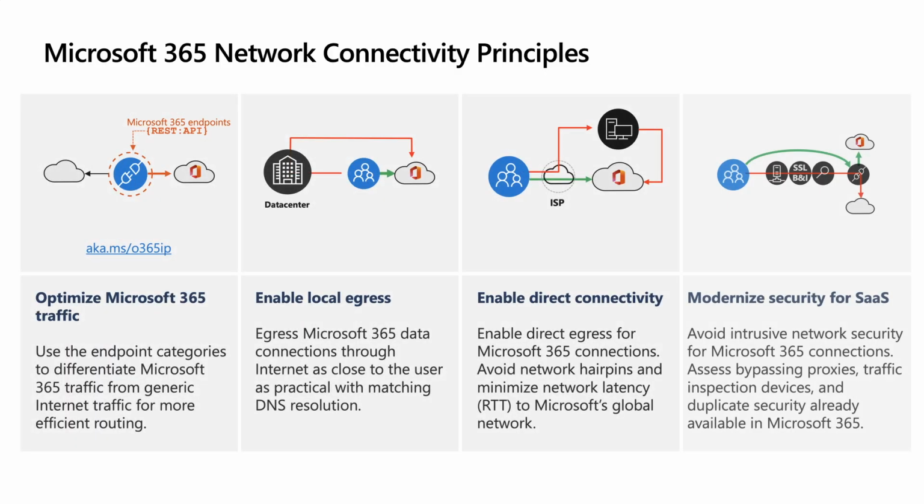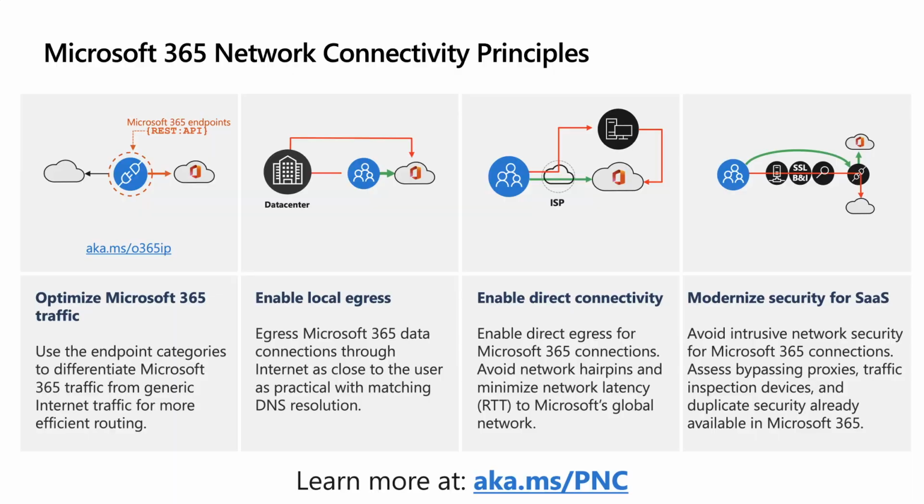The reason we have this tooling is because we want to help you to align with best practices and these Microsoft 365 network connectivity principles. We have four principles. The first one is to identify and then optimize Microsoft 365 traffic. And we provide the FQDNs and IP addresses for all of Microsoft 365 so that you can identify traffic coming from your users going to Microsoft data centers as part of your Microsoft 365 subscriptions.